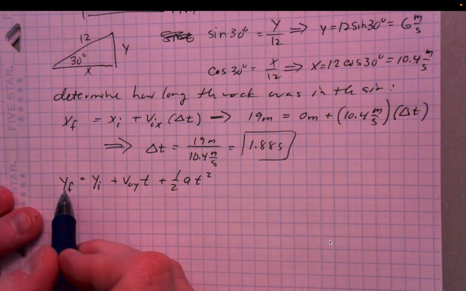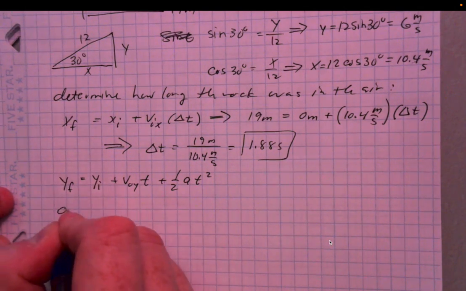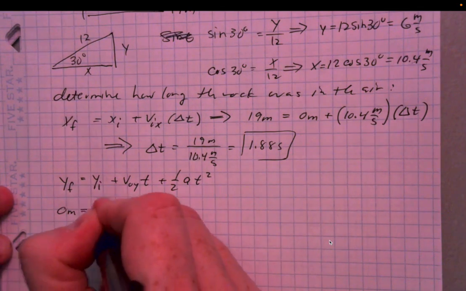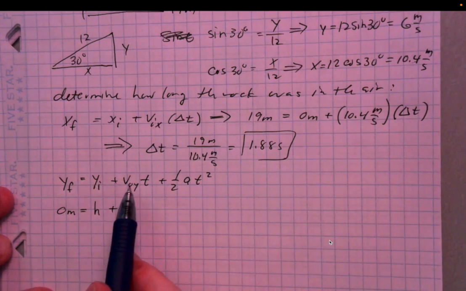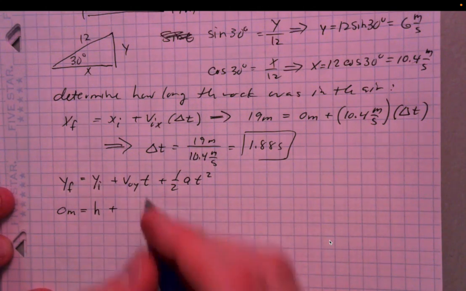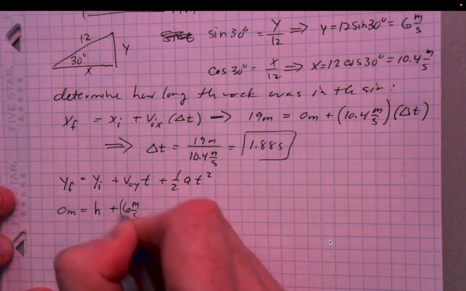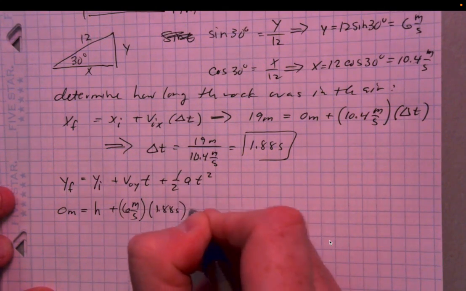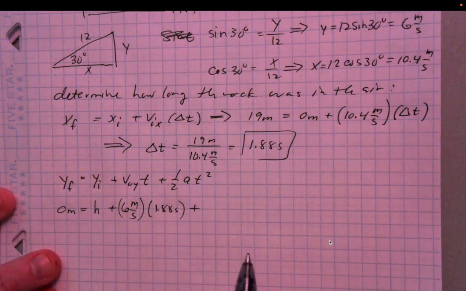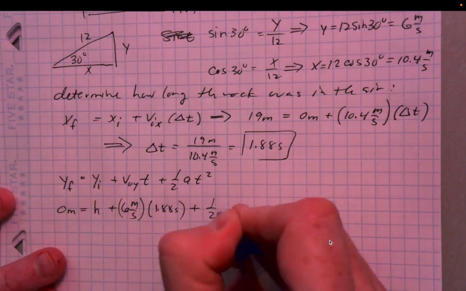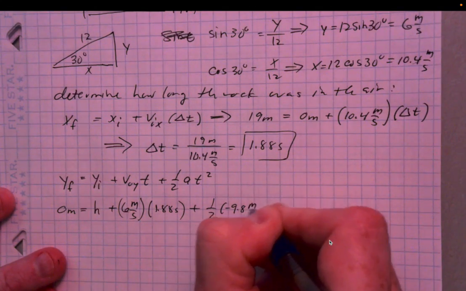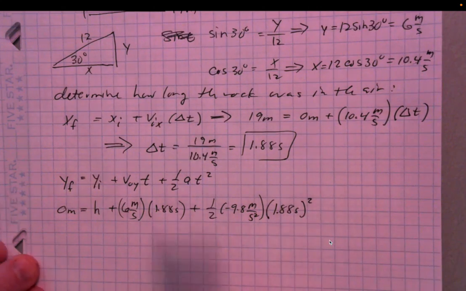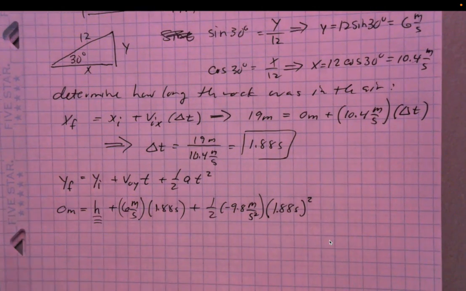So the final position on the y-axis would be 0 meters. The initial position in the y direction, that's what we're after. That's our h. Okay, what's its initial velocity? Well, that's the y component of the velocity, and that's 6 meters per second. And we know the time it was in the air is now 1.88 seconds. All right, and then we just plug in the acceleration piece here for gravity. So we get plus 1/2 and then minus 9.8 meters per second squared times 1.88 seconds squared. So just plugging in all the information, we can easily then solve for h.